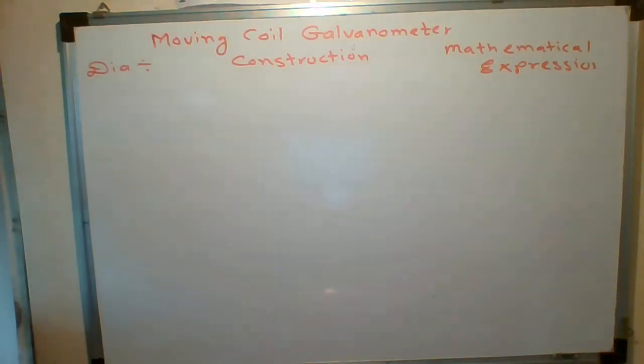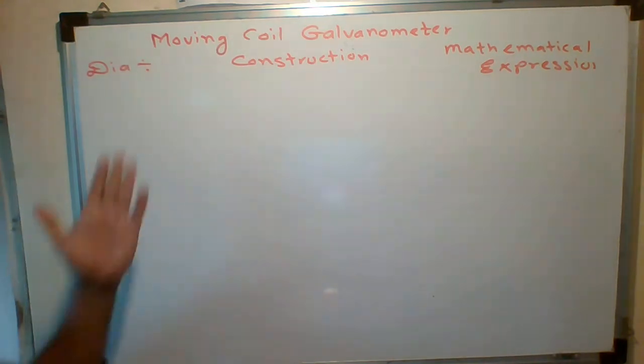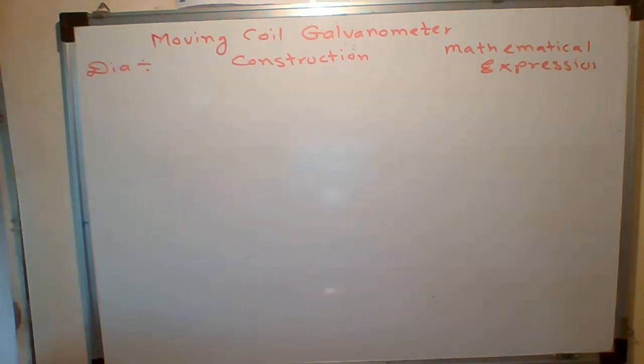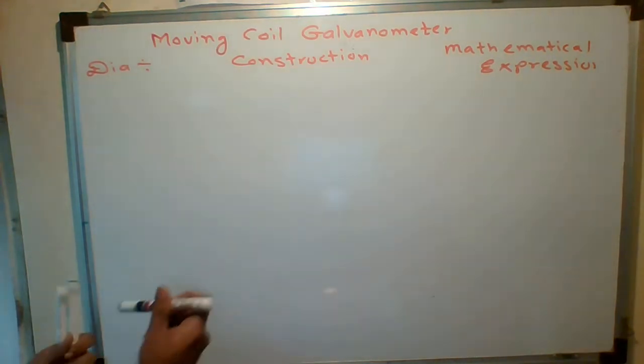Students, what is the next question? Explain construction and working of moving coil galvanometer. Okay, so how it looks? Let me explain the theoretical part.